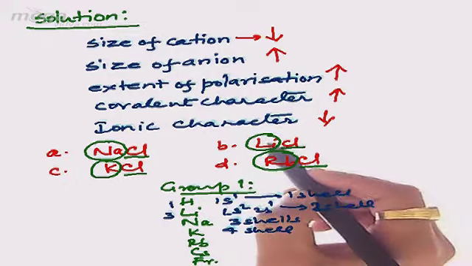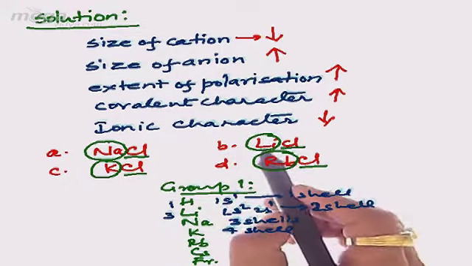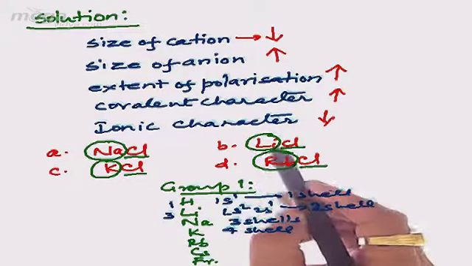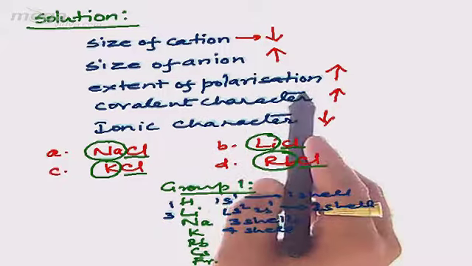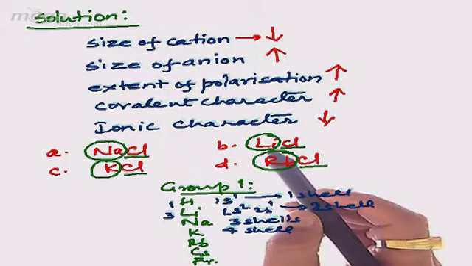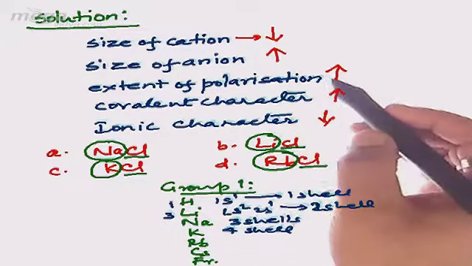This means lithium, due to the smallest size among all the 4, will possess the maximum polarizing power, and with the increasing extent of polarizing power we find that the extent of polarization increases and hence the covalent character will also increase. Means lithium will have the maximum covalent character.